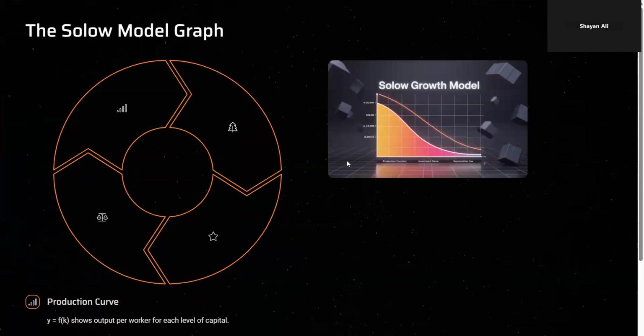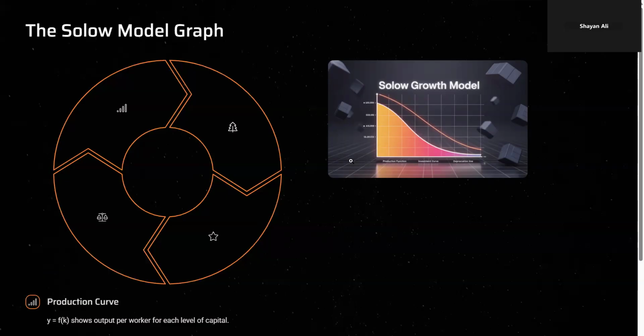All right, let's bring it all together with the Solow graph. This is super important, so let's take it a bit slow. Even if you didn't understand what happened before, the graph can explain everything right now. So please be very attentive to it. On the x-axis, we've got capital per worker. On the y-axis, we've got output per worker.